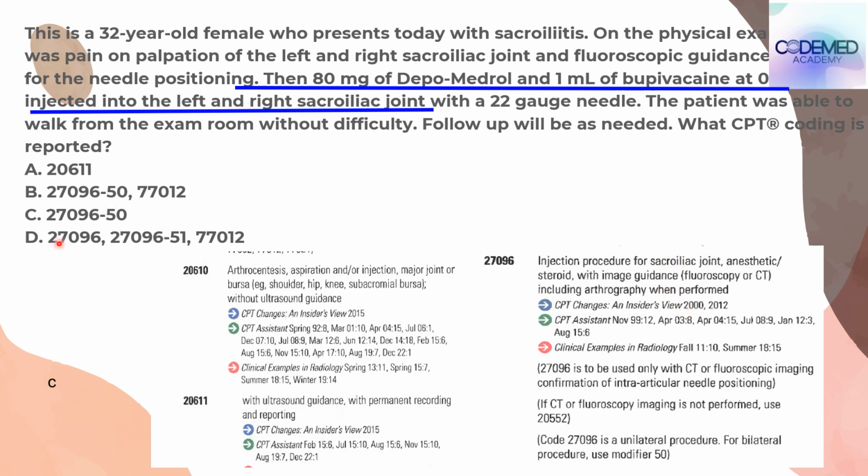Now check the 27096. This is the code, again the same code, and there is a parenthetical note that for a bilateral procedure use modifier 50. And here we have used it for the left and right sacroiliac joint. So 27096 and 50. And this one is 27096, 27096 with modifier 51, and again they have put the 77012. So option D is not the correct answer. B is also not the correct answer. 20611 talks about arthrocentesis with ultrasound guidance, and that's also not the correct code. So the right code is 27096-50.